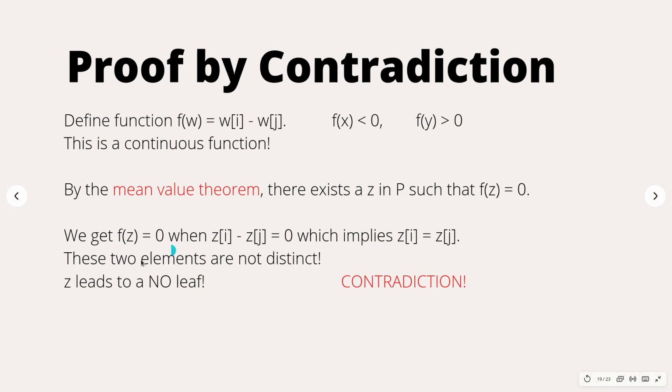So we get that f of z is equal to 0, and as we defined f of z, that's when we take an element zi, subtract it from zj, and that's equal to 0. And that implies that there's some element zi that is equal to some element zj inside of this array z, which means these two elements are not distinct. This leads to a no leaf given this array. This is a contradiction.